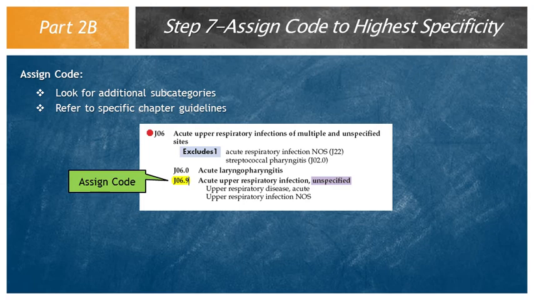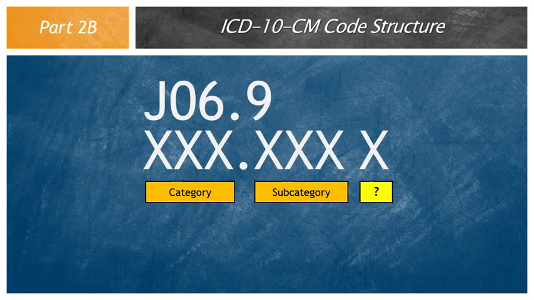Since there are no more subcategories for this condition, you would assign the final code, J06.9, for this case study. So what does that code mean? As you recall from the introduction video, all ICD-10-CM codes have a specific format. The first 3 characters before the decimal is the category.